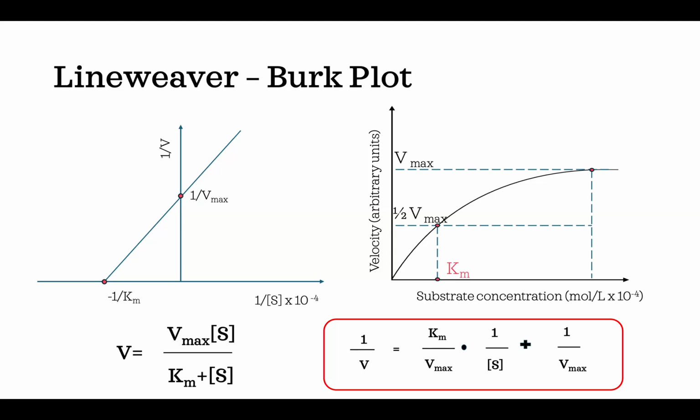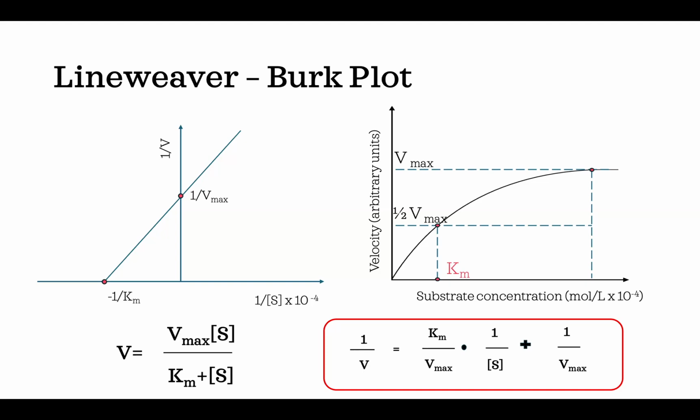On the graph, the x-axis is 1 divided by substrate concentration times 10 to the power of minus 4, and the y-axis is 1 divided by v. Where the graph intercepts the y-axis, this shows you 1 divided by Vmax. And where the graph intercepts the x-axis, it shows you minus 1 divided by Km. So it can help you calculate the Km value and the maximum velocity value.